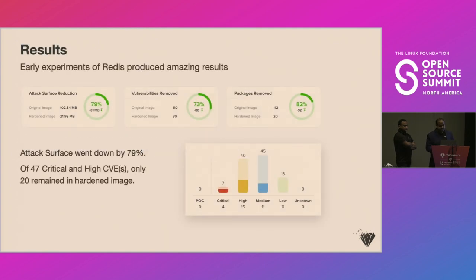So here what we saw was the attack surface got reduced from 102 MB to just a 20 MB image. After deleting those many packages and files, the number of vulnerabilities in our system got reduced from 110 to just 30 in the Redis container. And the packages went down from 112 to 20. Of the 47 critical and high CVEs, we just remained with 20 high and critical CVEs.